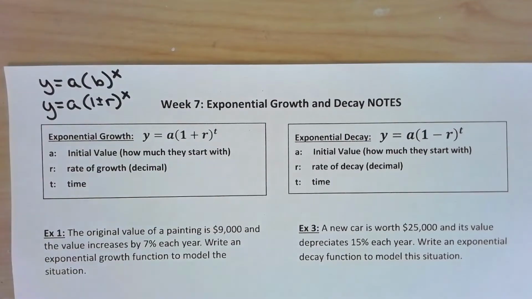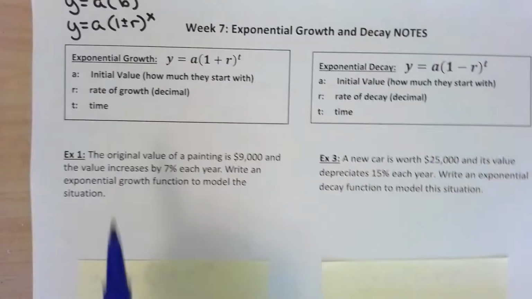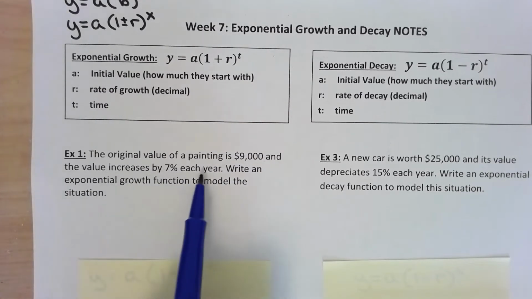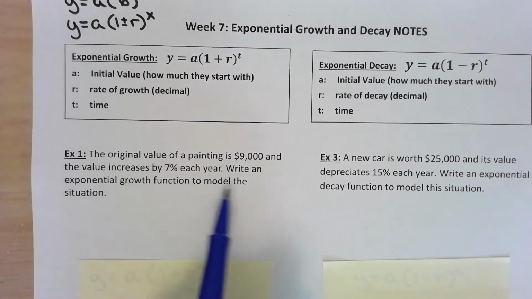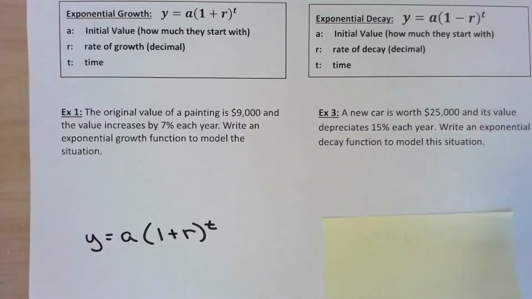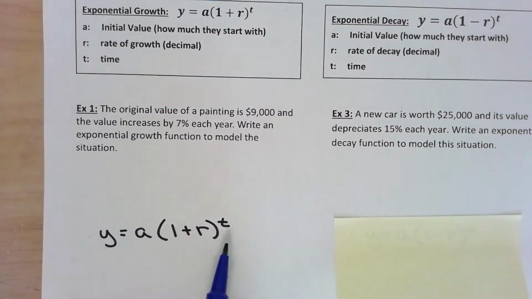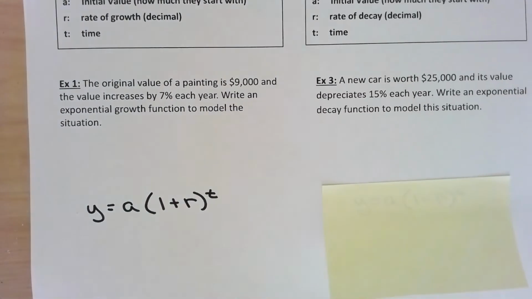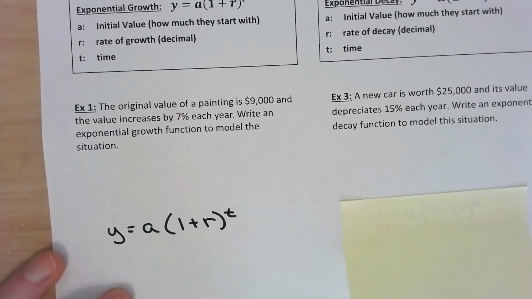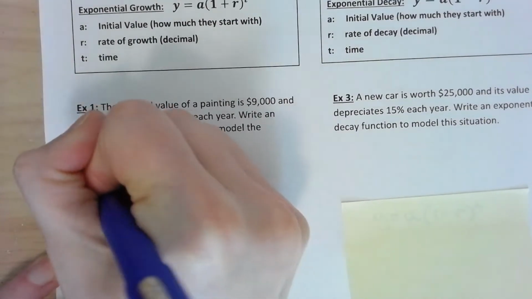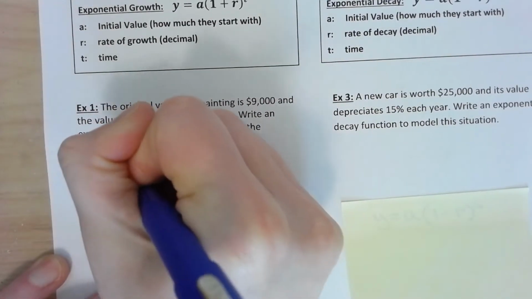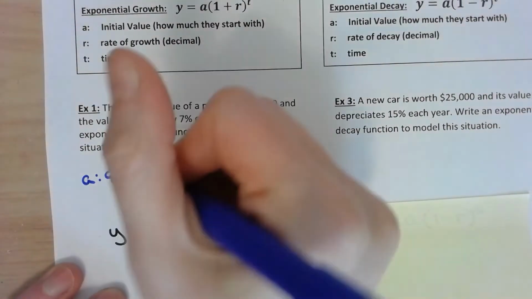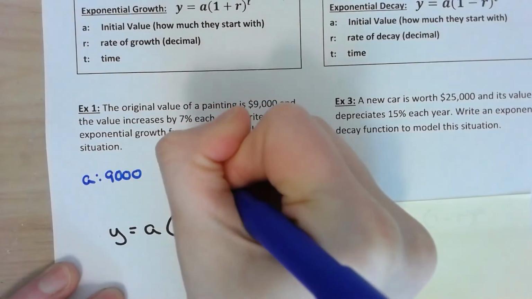So for example number 1, it says, the original value of a painting is $9,000 and the value increases by 7% each year. So write an exponential growth function to model the situation. They told us which kind of problem it is, so make sure that you've got the right formula. This one's growth with the plus sign, decay has the minus sign because it's decreasing. So now I just have to identify my a and my r values. Well, a is the original amount. They said that was $9,000. That's how much the painting started off with. And the value increased by 7% each year. So the rate that they told us was 7%.